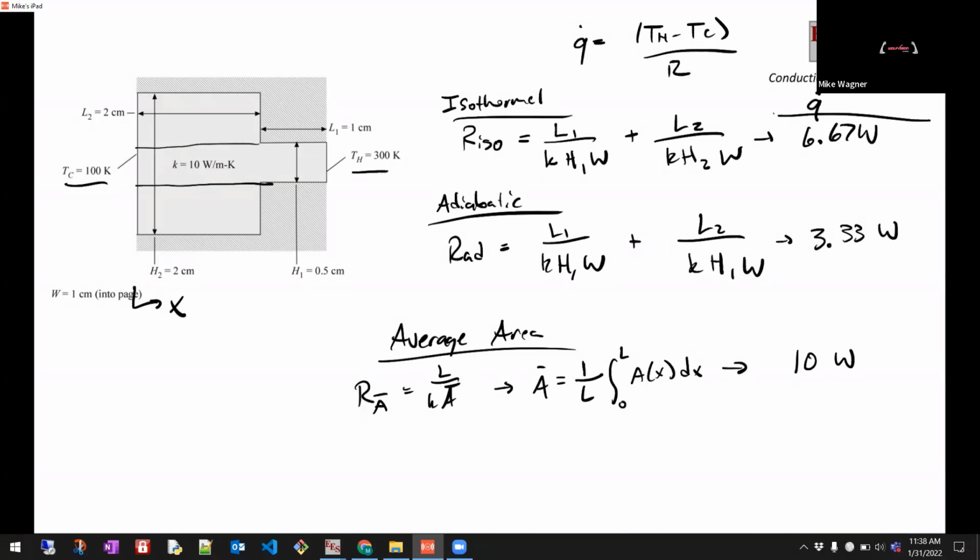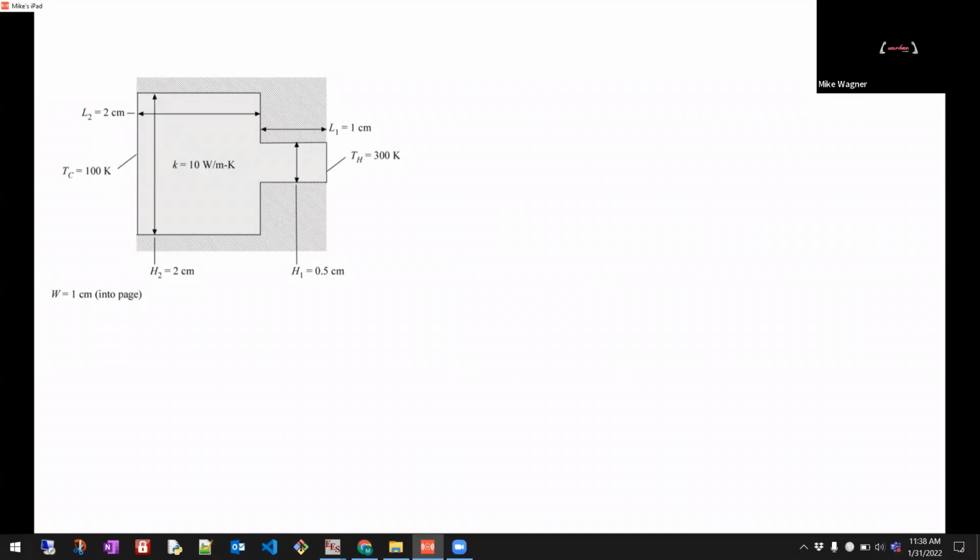We just decided 6.67 and 3.33 are the limits on this problem. Physically, those are the actual limits. So how did the average area model get us to 10 watts? It is really confusing, but this goes to illustrate why this particular model is not good. The idea is that let's do a little bit of a thought experiment, and this might help us understand a little.